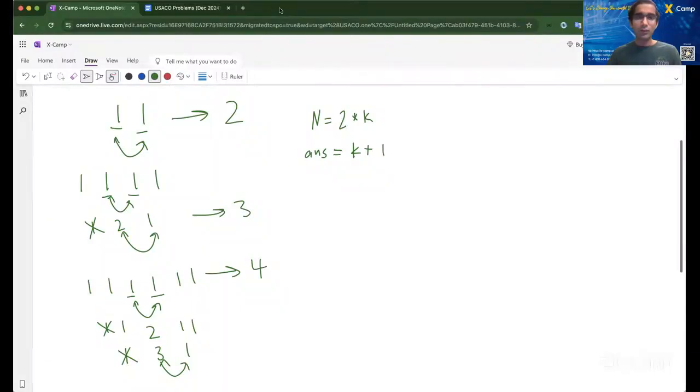And then we can prove that the pattern actually works. Sorry, just give me one moment. Yeah, so we can prove the pattern works.